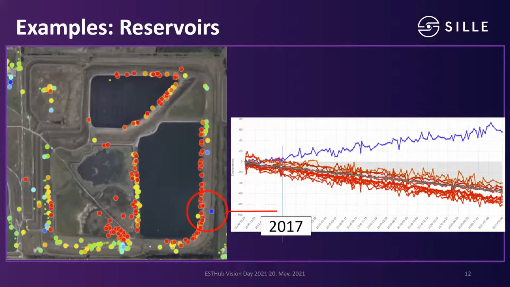And the last example, which has also been in the news, is the Florida Piney Point Reservoir. After analysis, we saw a clear point that was broken.